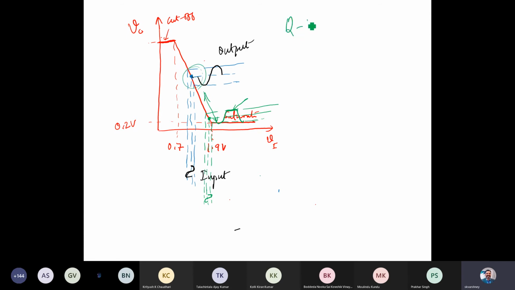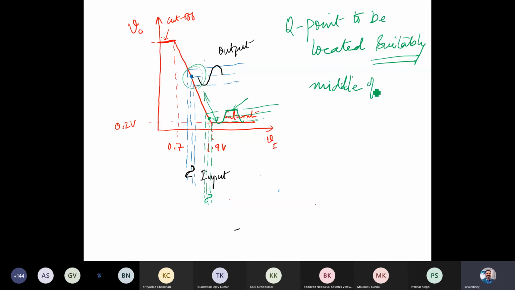So that's a point, the Q point has to be located suitably. Suitably means that if it is somewhere in the middle, it is always good. If it is somewhere in the middle of the load line, it is always preferred. So it means the output voltage V0 has to be greater than VCE saturation and should be less than the VCC, right? So suitably located means that will be the range of the output voltage.